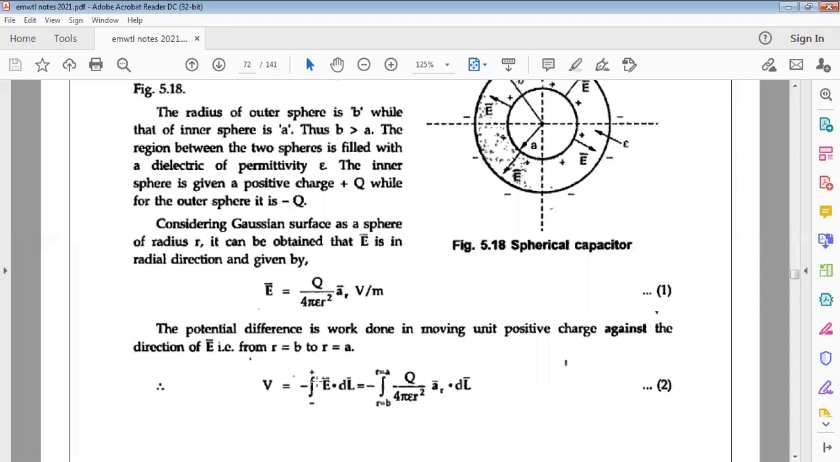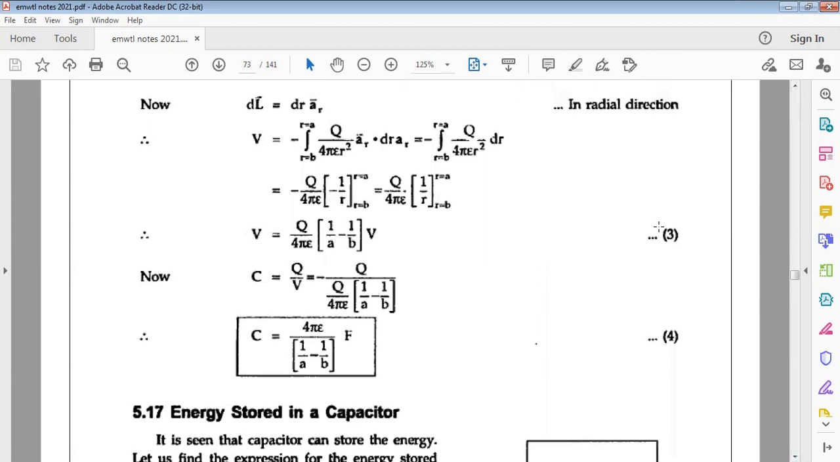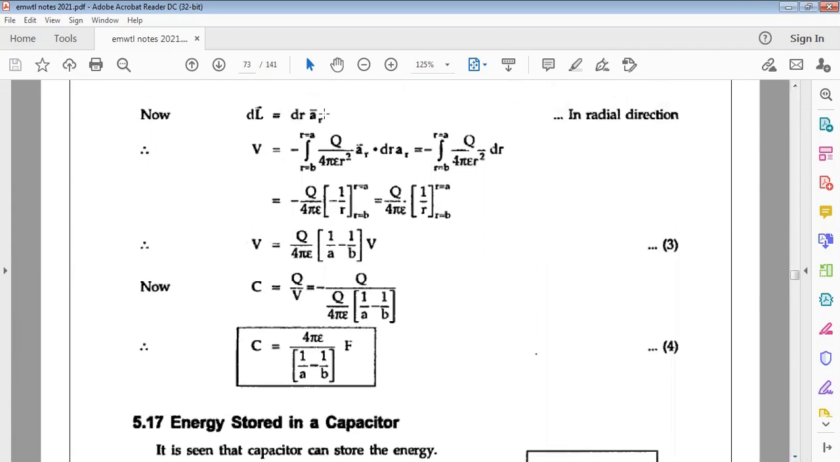So V is equal to minus the integral, from the negative charge at the outermost radius B to the positive charge at the inner radius A of the spherical shell, of E bar dot dL bar, where E bar is Q by 4 pi epsilon naught R square into a_R bar. It is a shell, so dL bar is equal to dR into a_R. The spherical shell means a spherical coordinate system: dR, d theta and d phi.